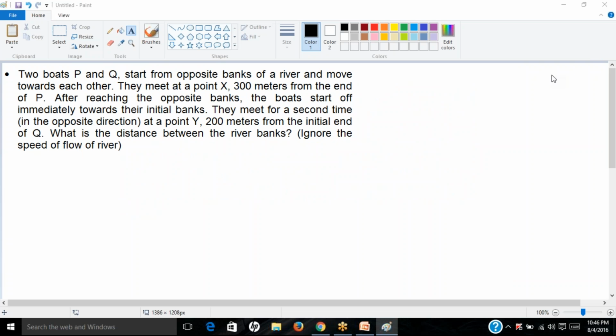Neha, 500, I don't think 500 is correct. I don't remember the answer though, but I feel it is 700 possibly. Speed is constant, as in you want to say whether the boats have the same speed.